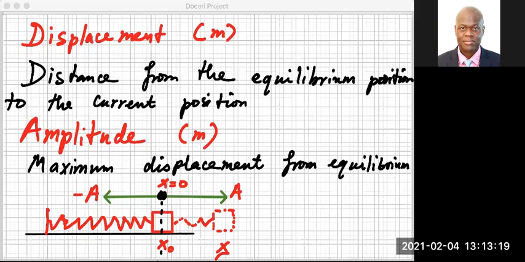So I could set this into motion by compressing it to the point minus A, or stretching it to the point A. Those are both amplitudes. That's the furthest displacement from equilibrium. If this was a number line and the equilibrium was 0, then the amplitude could be, let's say, 5 units to the right, that's plus 5, or negative 5 units.